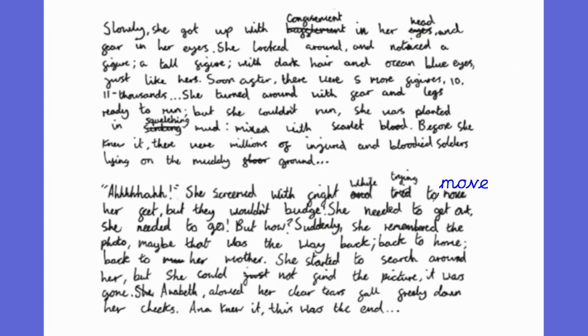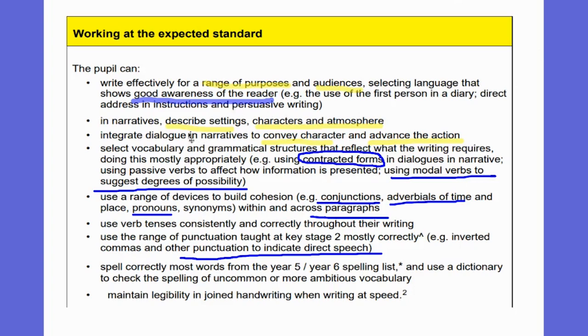I mean, looking at that piece, if we go back to the TAF, was there anything that we couldn't see? I believe that we could see most of these things. Description of setting, we had a description of characters, and we had that lovely repetition to create that atmosphere. We had dialogue to convey character, and we had dialogue to advance the action. There were contracted forms of spellings when used in dialogue. I suppose modal verbs suggest degrees of possibility. If we looked carefully, we'd probably find some.